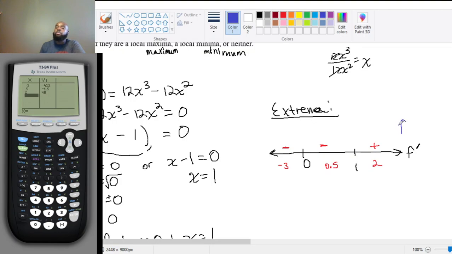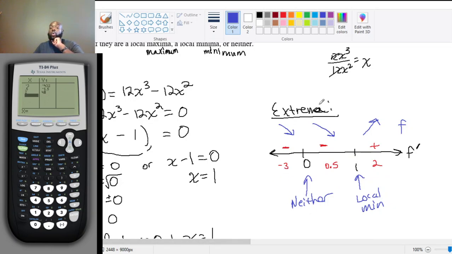With that, this means that my function is decreasing until it gets to 0, where it has a horizontal tangent line. It continues to decrease some more, then it starts to increase. So at the critical point x equals 1, I have a local minimum. My derivative is changing from negative to positive. My function is going from decreasing to increasing. And at x equals 0, it is neither. Okay, and so this is how we can use our first derivative test to identify our local maximums and minimums when we know our critical points.